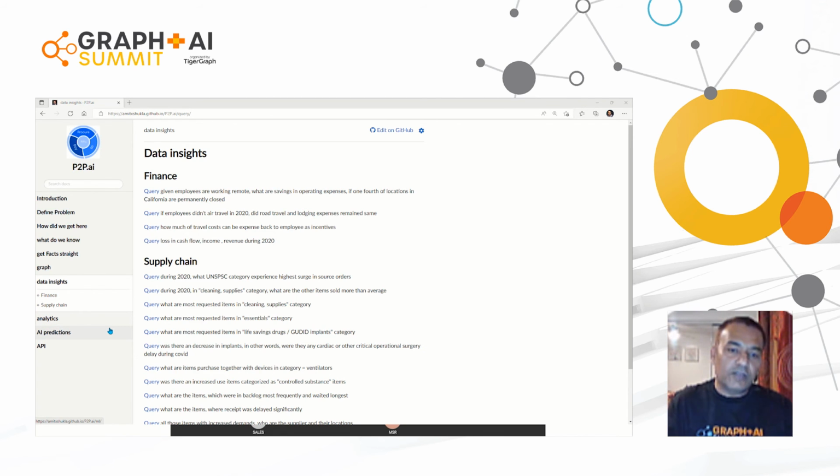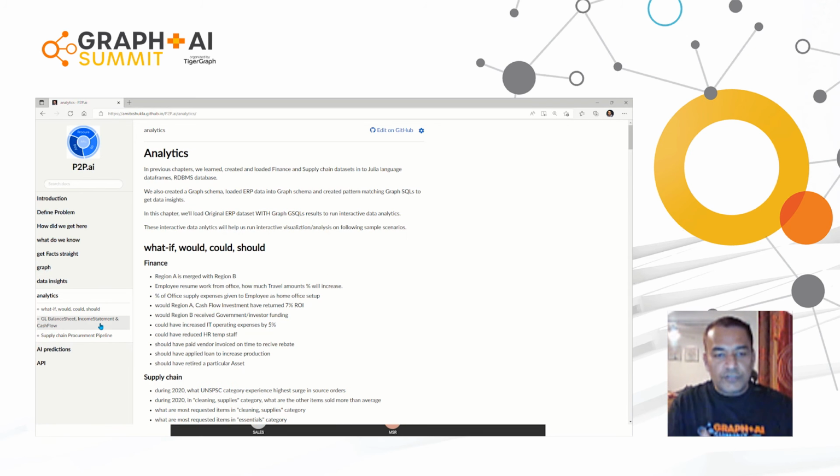It's all about retrieving the information from your database, how fast you receive that information, and then you run analytics on top of that. Once you get those data, then you want to run your analysis. Would have, could have, should have. So for example, what if this particular region A, and it happens all the time, is merged with region B? What if employees resume work from office? How much will travel amount increase?